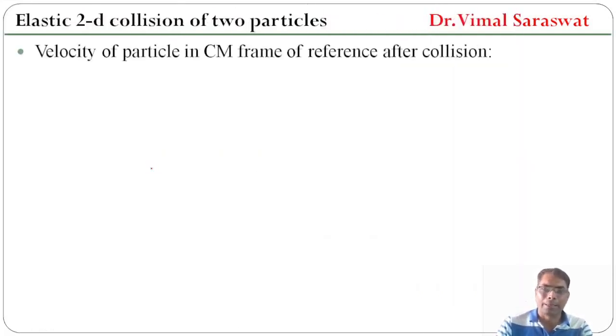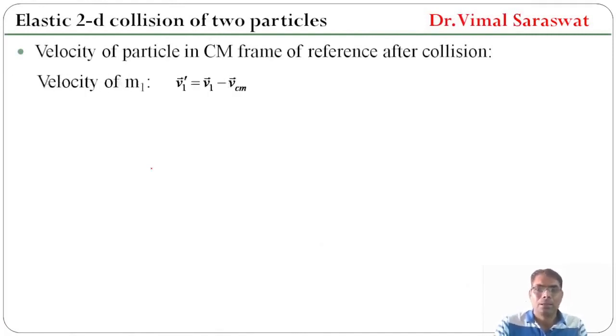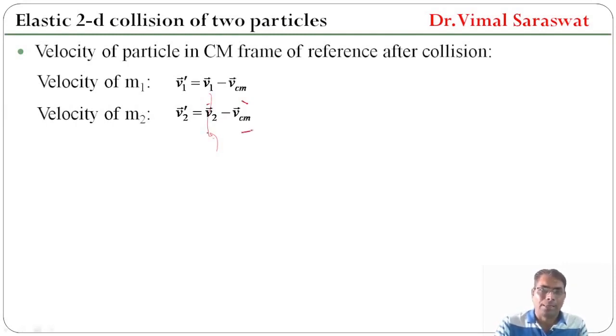Now velocity of particle in center of mass frame of reference after collision. Velocity of m1, v1 dash equal to v1 minus vcm, and velocity of m2 is v2 dash equal to v2 minus vcm, and v1 and v2 are unknown quantities which we have to determine.